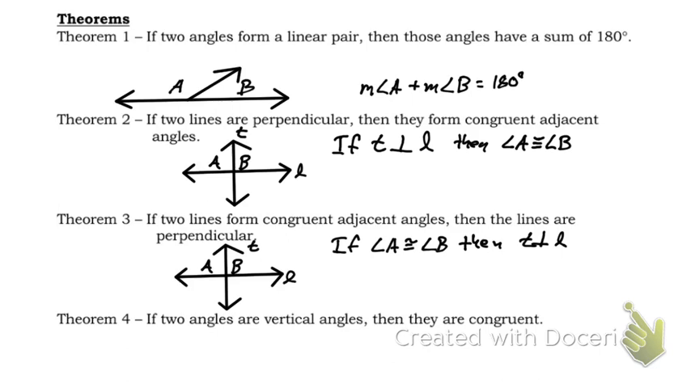Theorem 4 says if two angles are vertical angles, then they are congruent. You should already have drawings on that one because we went through that one together. If not, just have two crossing lines where either side is congruent.